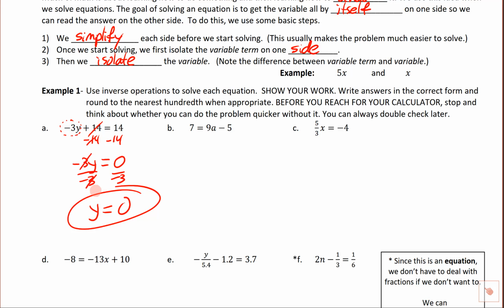So that is the answer. 0 is a perfectly good answer. If we were to plug this in here, this would be negative 3 times 0. We'd get 0 plus 14. This side would be 14. The other side's 14, so it would indeed make the equation true.